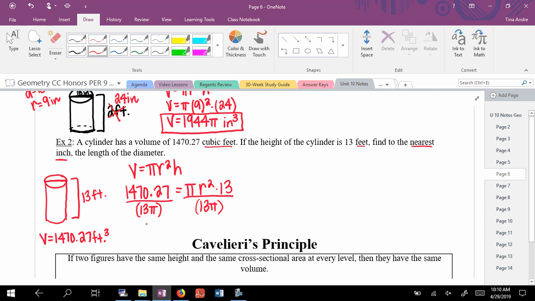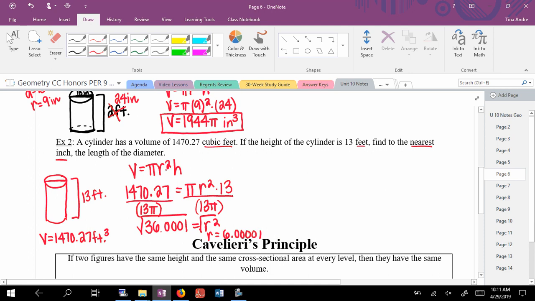So 1470.27 divided by 13 pi, I'm using the pi key, and I'm getting 36.0001 equals r squared. Now to solve for r, I'm going to square root both sides, and I'm going to use the exact value from my calculator. So I'm going to arrow up, use that entire decimal, and I'm getting 6.000401. And technically it's plus or minus because we square rooted a variable that was squared, but since it's a radius, I need it to be just a positive.